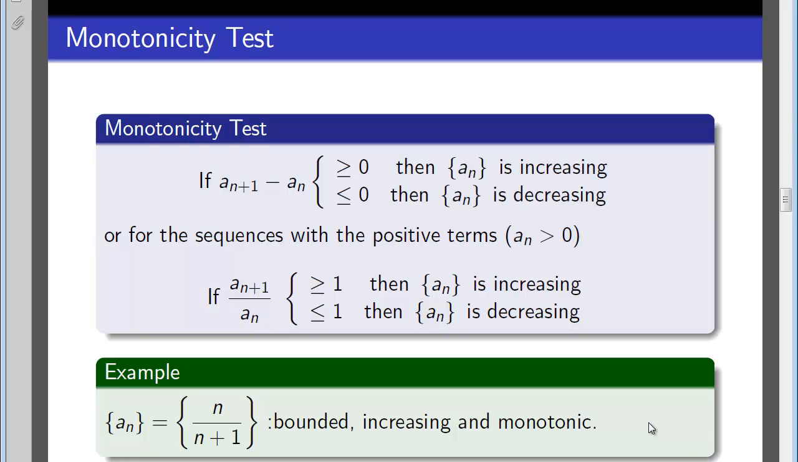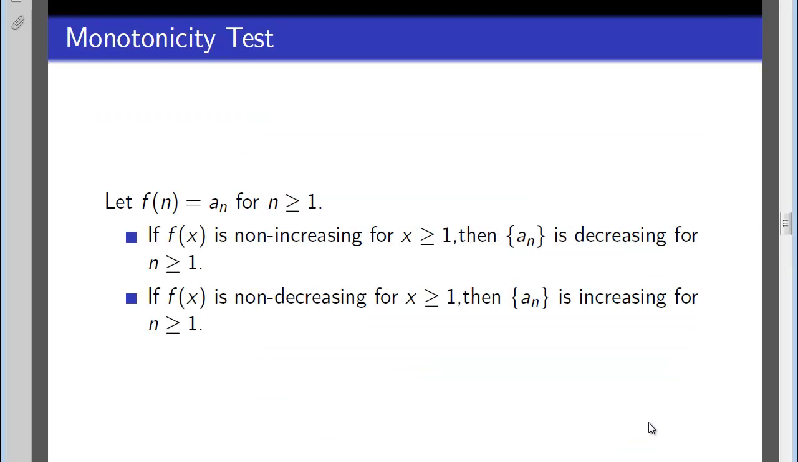But also, we can say that a_{n+1} over a_n, the ratio, because all the terms are larger than 0, where this ratio in this case is smaller than or equal to 1. So in such a case, again, we can say that the sequence is decreasing. That is, both criteria which are given in the monotonicity test can be used for this example.